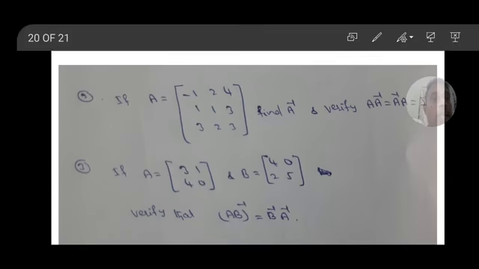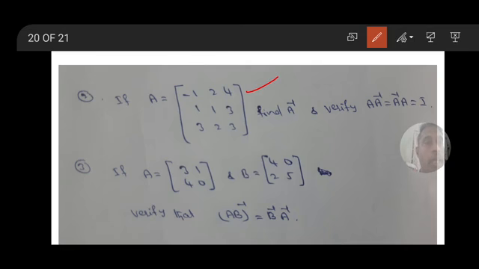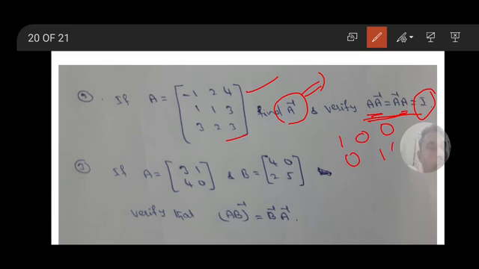Next problem, if A equals the matrix minus 1, 2, 4, 1, 1, 3, 3, 2, 3, find A inverse and verify A into A inverse equals A inverse into A equals I. So first find A inverse. How to find A inverse? 1 by det A into adjoint A. After getting that matrix, we have to multiply A into A inverse and A inverse into A. Both the values must be the identity matrix. The 3 by 3 identity matrix means 1 0 0, 0 1 0, 0 0 1.